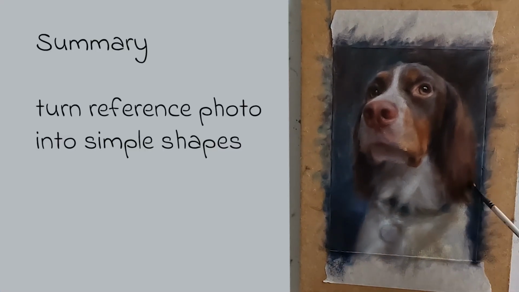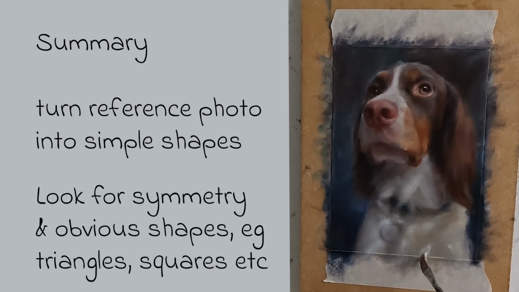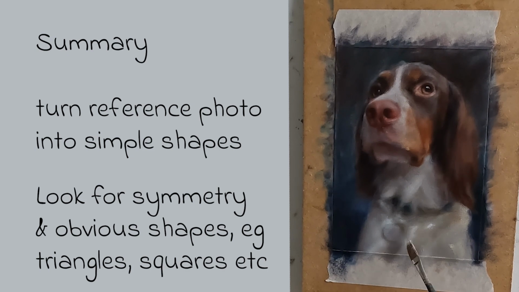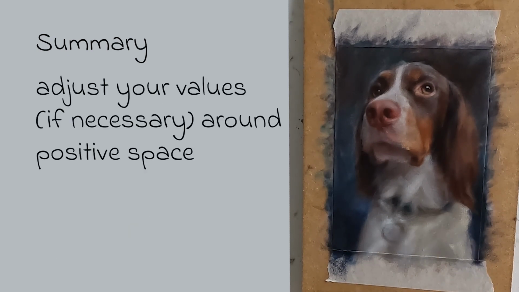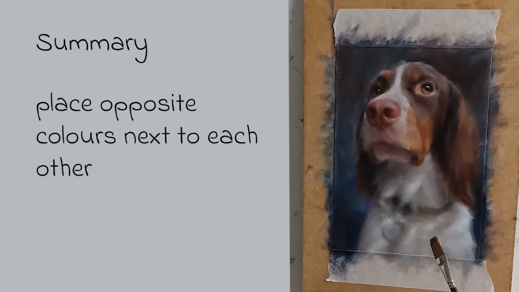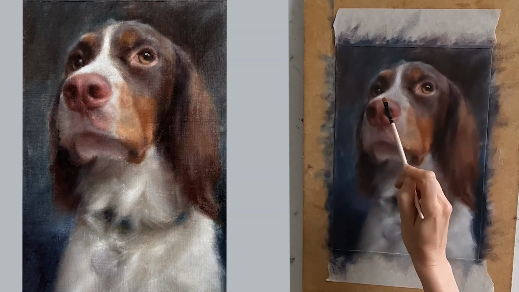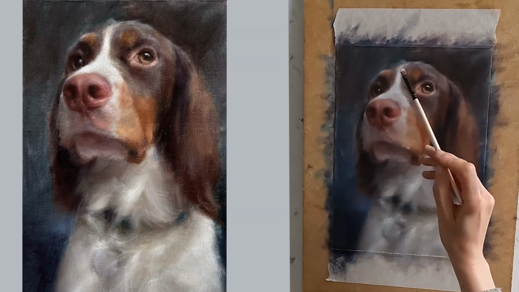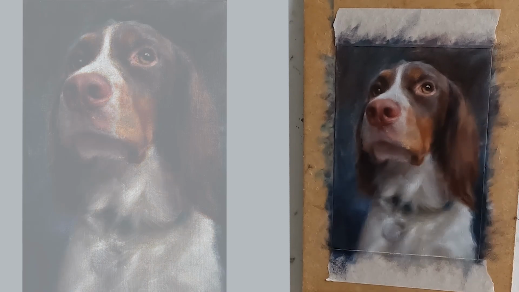To sum up then, I reduced my reference photo to simple value shapes and assessed that my negative space looks ugly around my object. I have therefore darkened my values to give me a more symmetrical composition. I have chosen colours that complement my red and orange subject. These are green and blue. I have always placed my colours next to their colour opposites. This makes my dog pop, regardless of the fact that I have darkened my values in my negative space.